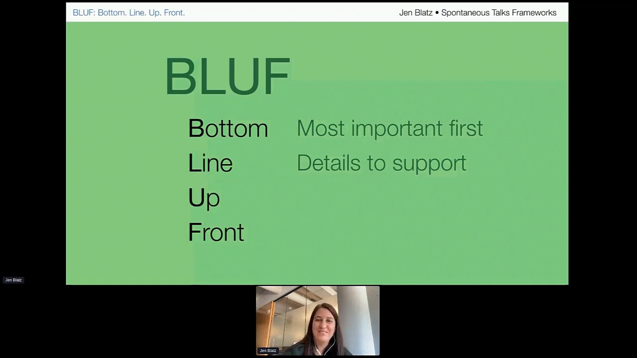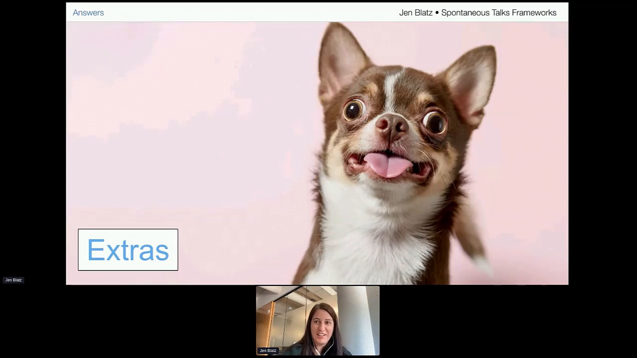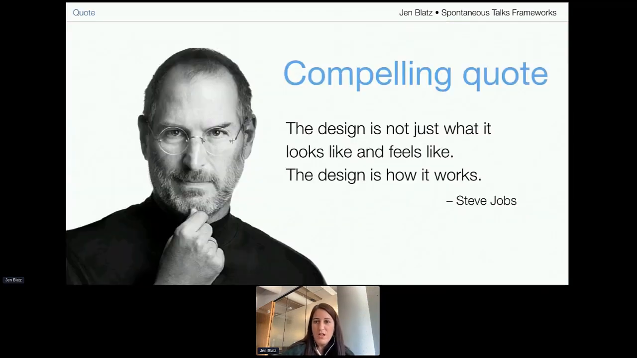So I want to switch gears for a second and talk about a couple of attention grabbers and a few more frameworks. And I would say some of the frameworks I'm going to go through are maybe a little less about presenting your work and a little bit more about how to answer questions or to break some bad news. So let's dive in to some attention grabbing techniques. So here's a couple of my favorites.